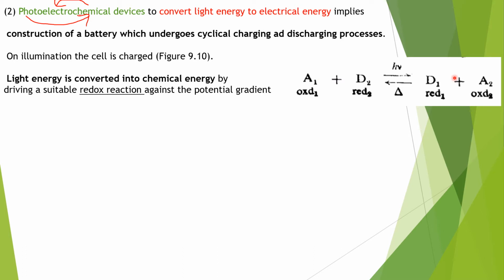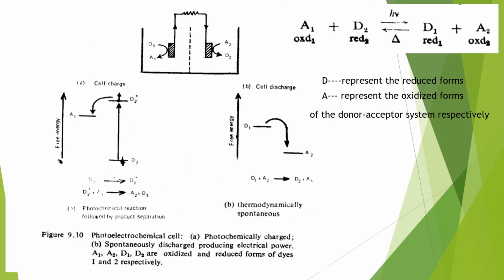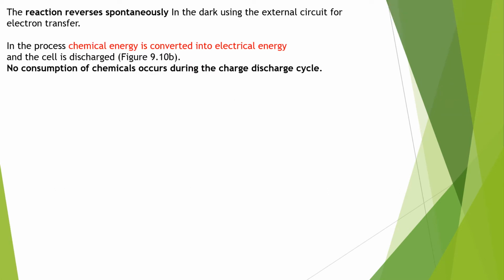The same thing is explained in this diagram, that is D1 converted to A1, and here A2 converted to D2. So this is the cell charging process, which occurs in the presence of light, and the other is the cell discharge process, which occurs in the dark. The reaction reverses spontaneously during the cell charging and discharging process, as we have seen, and there the chemical energy is converted to electrical energy, and the cell is discharged. So no chemical consumption occurs during the charge-discharge cycle.